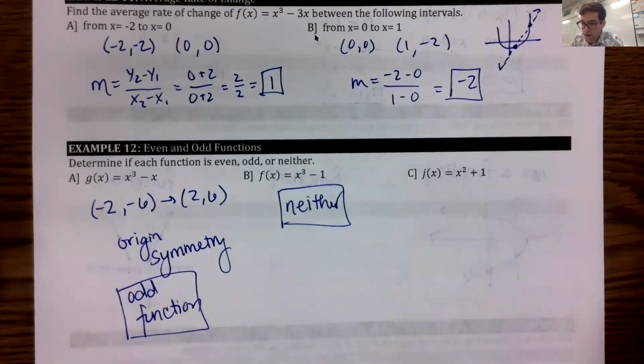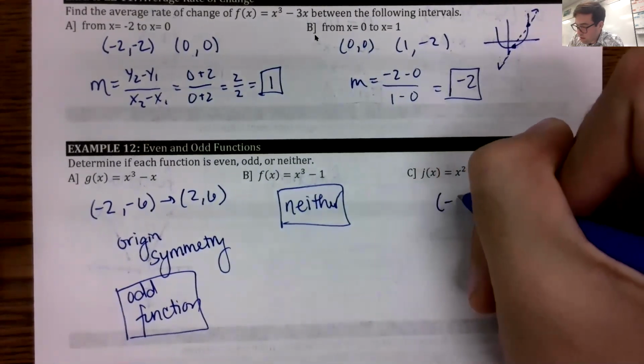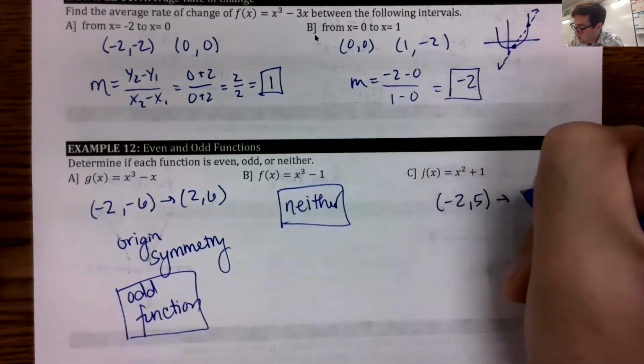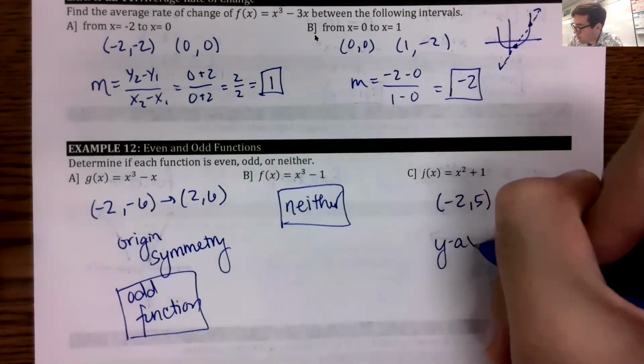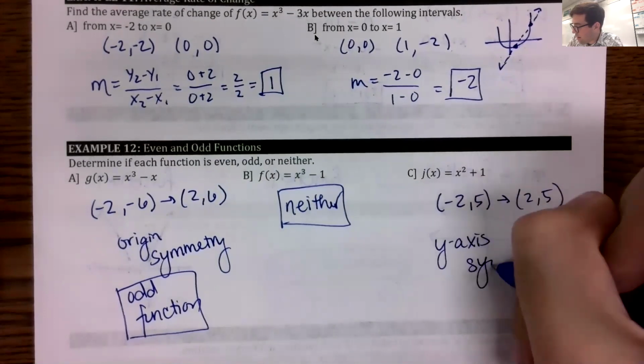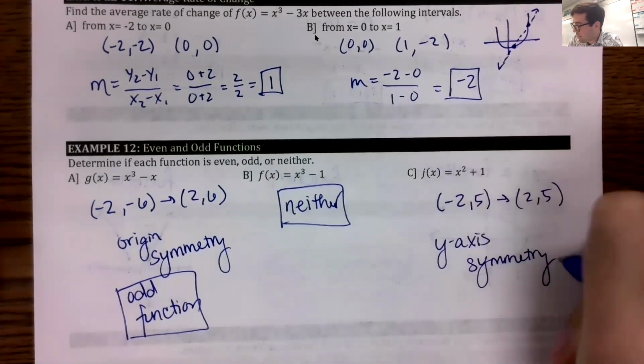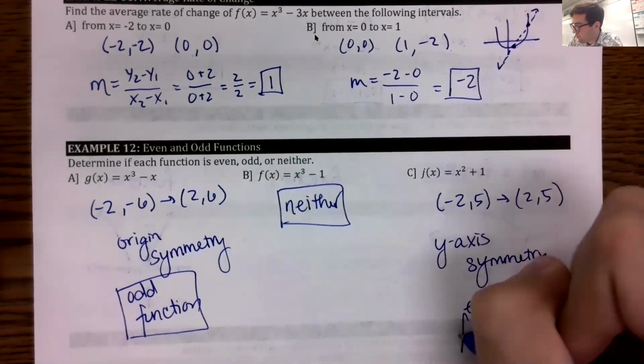And x squared plus 1, if you take a look, -2, 5 maps to 2, 5. It does look like our old friend y-axis symmetry, if you take a look at the graph. And that makes it an even function.